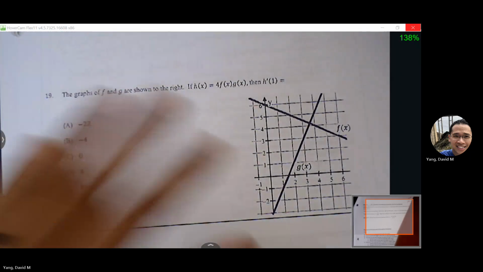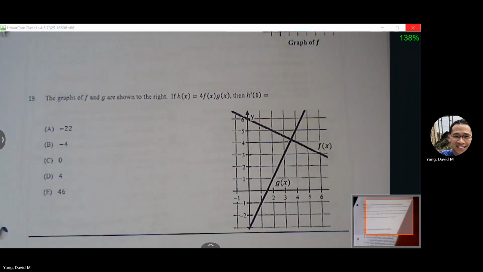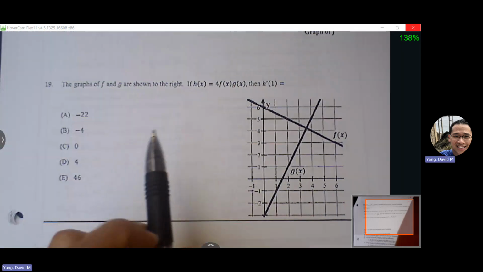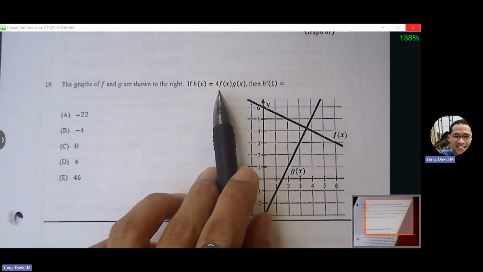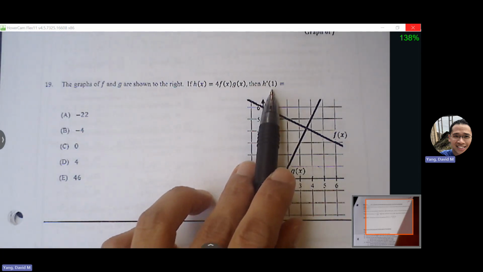I'd like for us to look at an application here. Can we look at page 25? And let's try number 19. Page 25, number 19. It says the graphs of f and g are shown. If h of x equals 4 f of x, g of x, find h prime of 1.